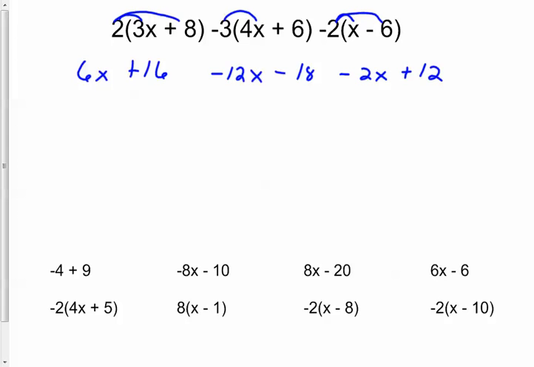All right, now we're going to combine like terms. So everything with an x, these guys get combined. So 6x minus 12x's is a negative 6x. Minus 2 more is a negative 8x. Now we're going to switch colors here. Here are constants. Okay, so 16 minus 18 is a negative 2 plus 12 is 10. So that's plus 10. All right.